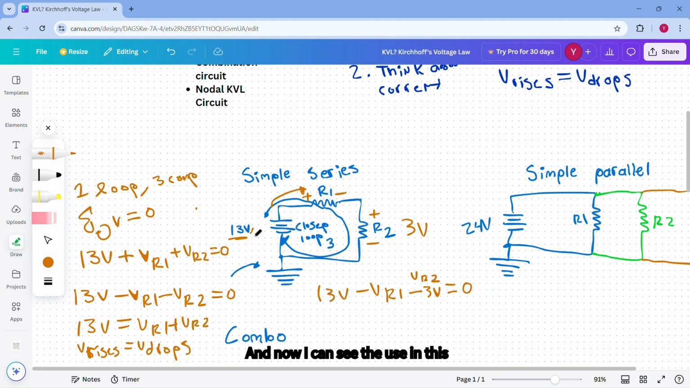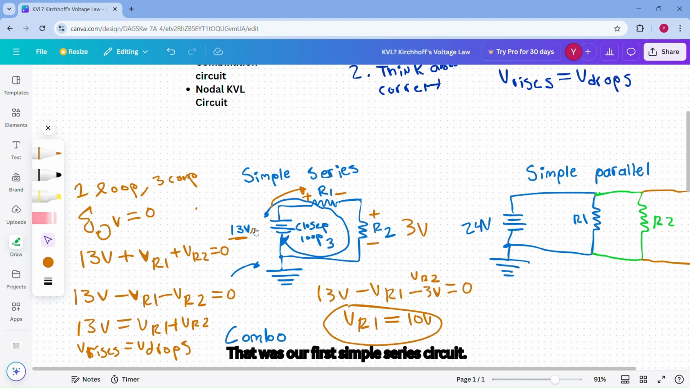And now I can see the use in this equation. I can see, okay, when I have one unknown, I can find the voltage drop across R1 is going to be 10 volts. And that's just using that algebraic sum. That's where we get it from our definition. So KVL can be very useful. It can be very helpful to us. We just have to make sure we know how we get there with our first two steps and then know what we're solving for. And we found the voltage of R1 without having any current values, without having any resistance values. So in some ways, it can be used in different scenarios than Ohm's law.